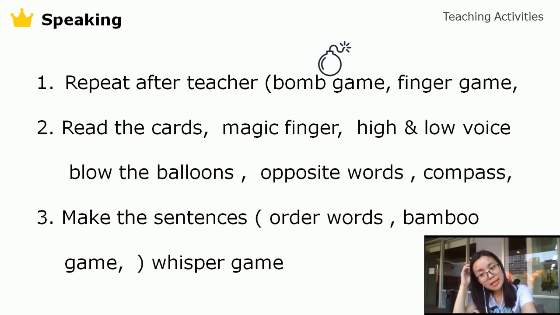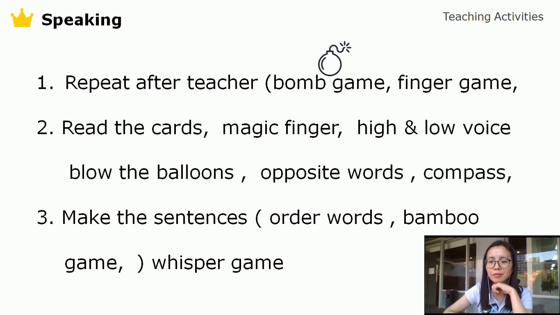And for the next one, this is high-low voice. It goes like this. You want to teach them the word elephant. Then you can say, if I say elephant in a high voice, you need to say elephant in a high voice. If I say elephant in a low voice, then you should say elephant in a low voice. Okay, so this is high-low voice. And for the next one, this is blow the balloons. It's quite like high-low voice. So you pretend to blow the balloons, and when the balloons get bigger and bigger, the students need to say the words higher and higher, louder and louder. Like this, elephant, elephant, elephant, elephant.